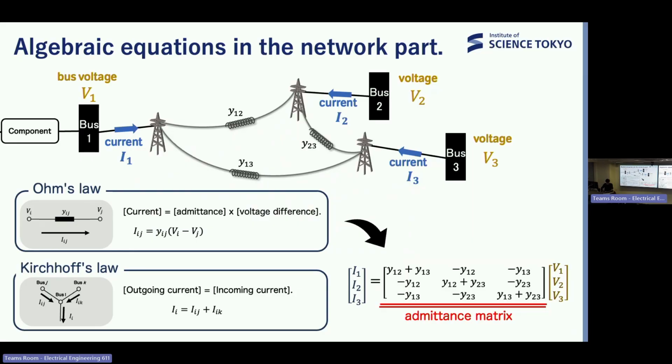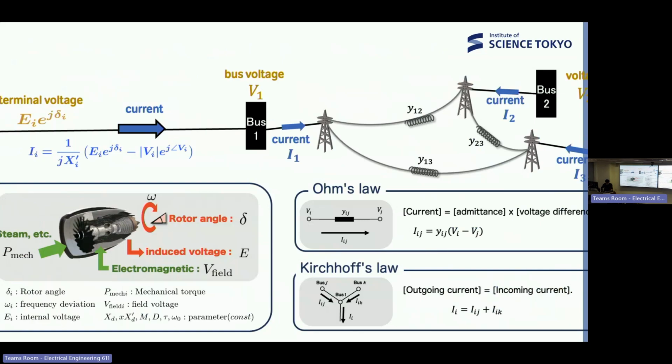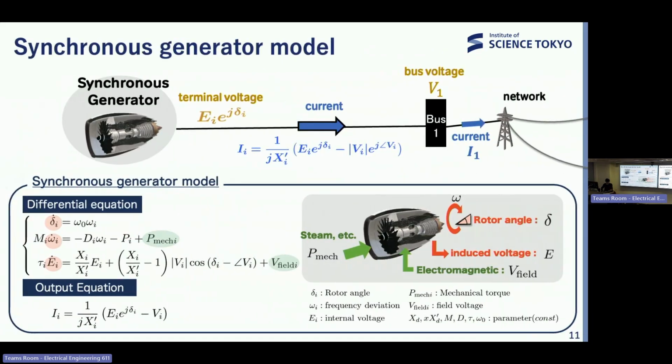When we consider the points where each device connects to the system as buses, the current flowing from each device is uniquely determined if the voltage at each bus is determined. And the next is the synchronous generator model. The differential equation of the synchronous generator can be represented as this. Delta represents the rotor angle, omega is the frequency deviation, and E is the internal voltage. As a connection term with the power system, we represent it as an algebraic equation like this.